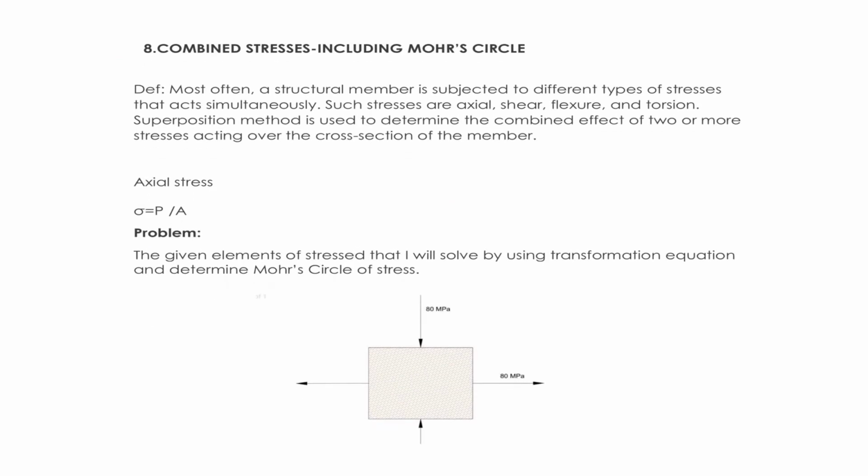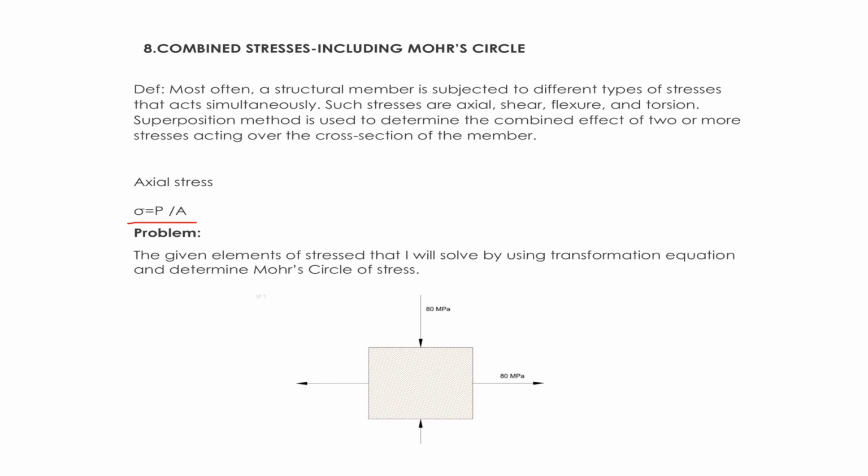And then lastly, combined stresses, including Mohr's circle. I have found one problem to create for including Mohr's circles. A structural member is subjected to different types of stresses that act simultaneously. Such stresses are axial, shear, flexure, and torsion. The superposition method is used to determine the combined effects of two or more stresses acting over the cross-section of the member. Firstly, the axial stress equation is the same as simple stress, sigma equal to P over A.